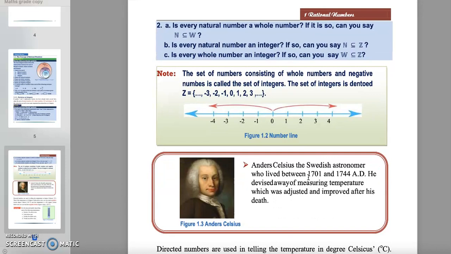So integers are defined numerically, and we can see this on the number line. An integer is a set of numbers consisting of whole numbers and negative numbers. So what do we mean by whole numbers and negative numbers? A whole number is a number that starts from 0 and continues positively, and a negative number is one that starts from -1. We can define it as any number which is below 0. So anything below 0 is negative. So an integer is a number that consists of 0, positive numbers, and negative numbers.